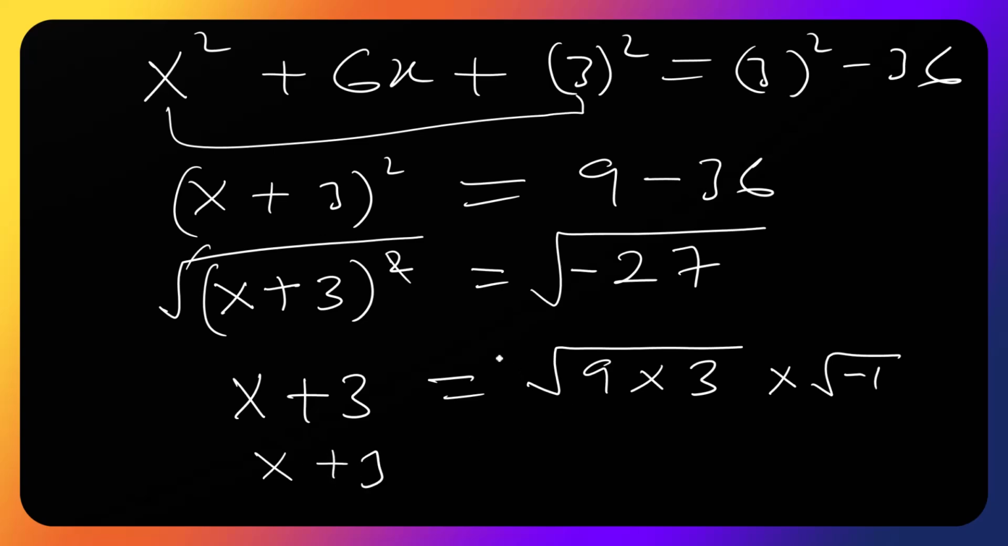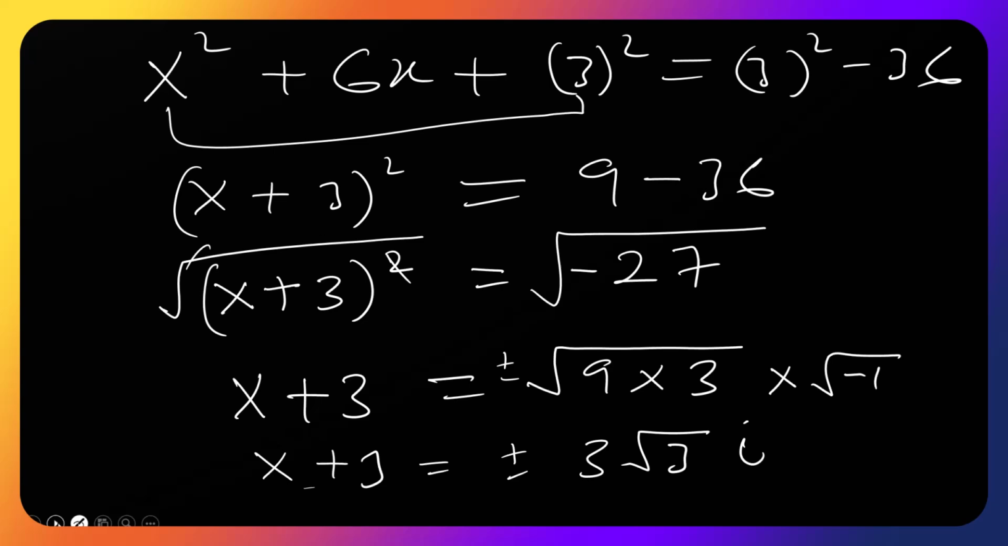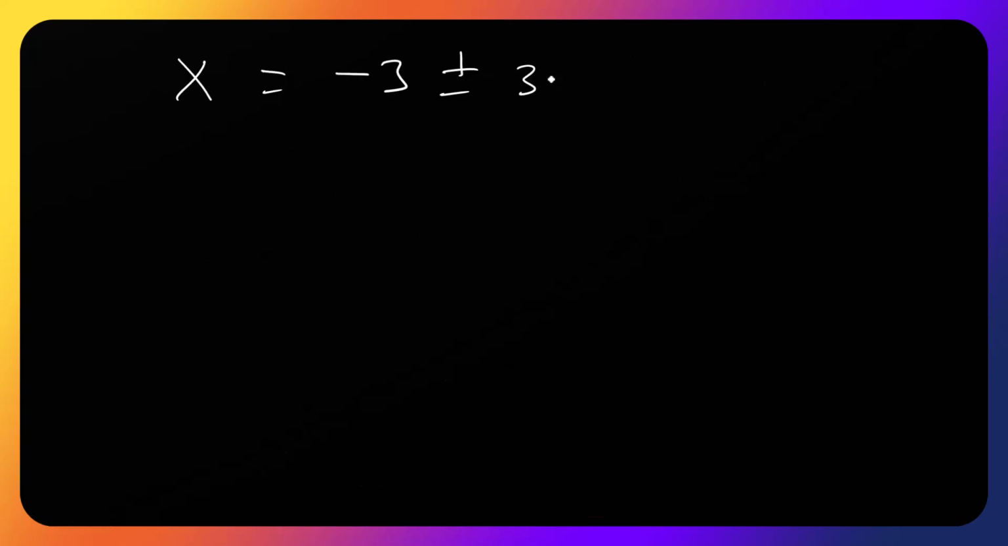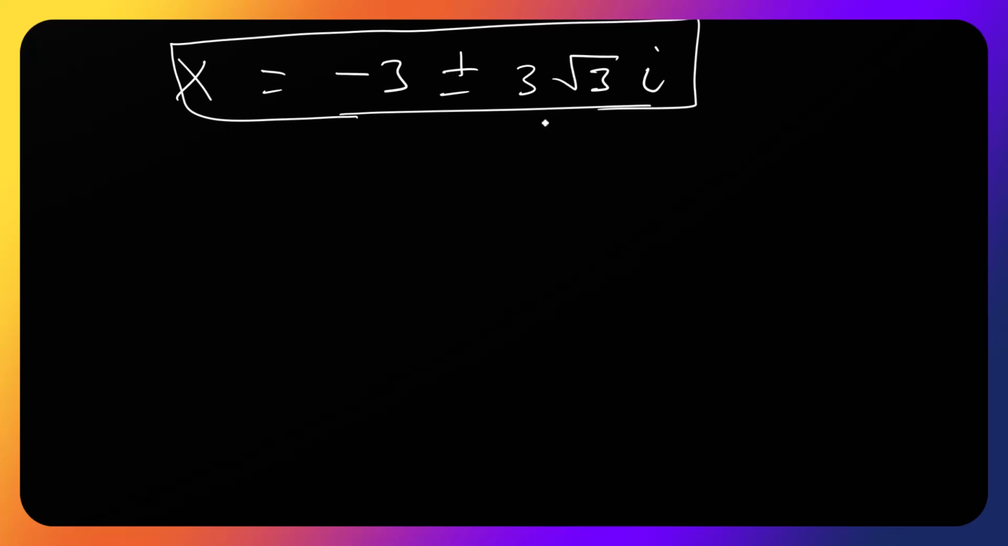x plus 3. Don't forget the plus or minus. So this one will be 3 root 3. And from complex numbers, this one will be i. So my final answer x will be minus 3 plus or minus 3 root 3 i. So we have the complex solutions. All right, so that's that.